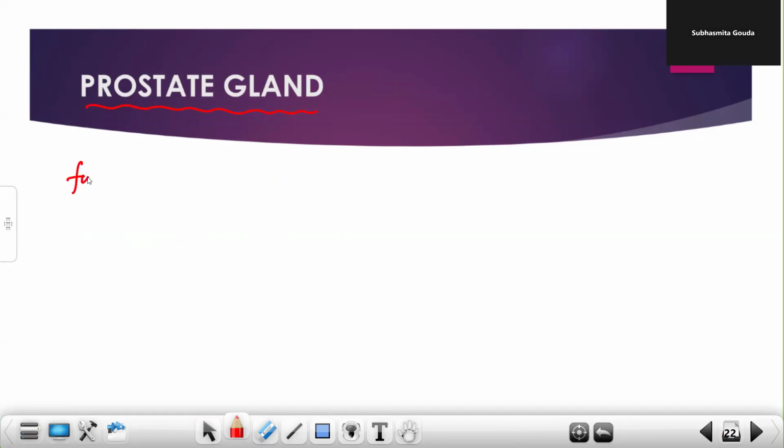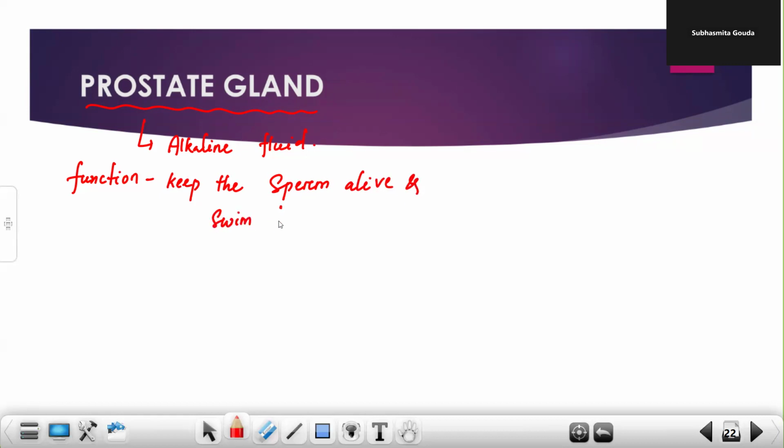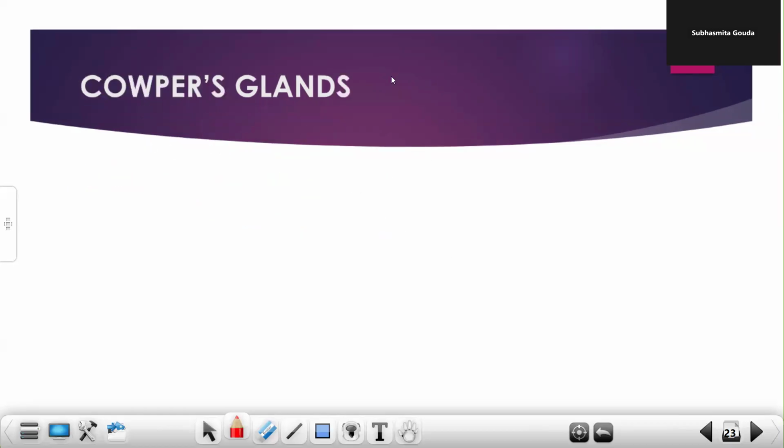Means the function of this prostate gland: first it will secrete the alkaline fluid. And the function of this fluid is to keep the sperm alive and also help them to swim vigorously. Next, the third gland is the Cowper's gland. This Cowper's gland is also called the bulbourethral gland. I will write here.